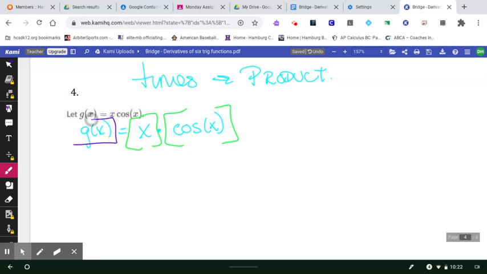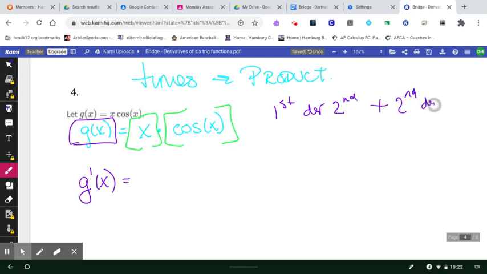So let's go ahead and derive g of x. G of x becomes g prime of x. And let's talk out that product rule we did the other day. The product rule is the first derivative of the second plus the second derivative of the first. Okay, so my first term is just x, and notice how I'm substituting with parentheses, times the derivative of the second.